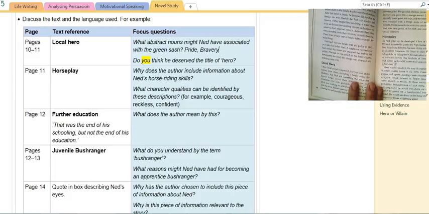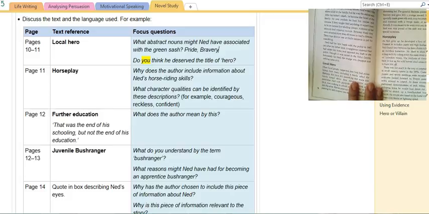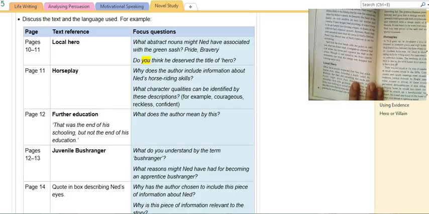Now the second question says, do you think he deserved the title of hero? I've highlighted the word you, because knowing the QAR strategy, this is going to be an in your head category, so it's either going to be author and you or on your own. Now you've got to use your understanding. I think it's probably a mixture between author and you and on your own, because you do have to have read the text to understand if you think he's a hero or not.